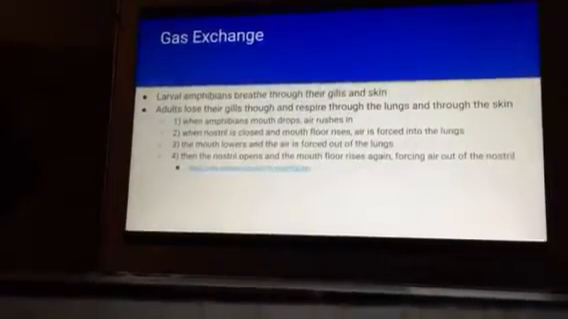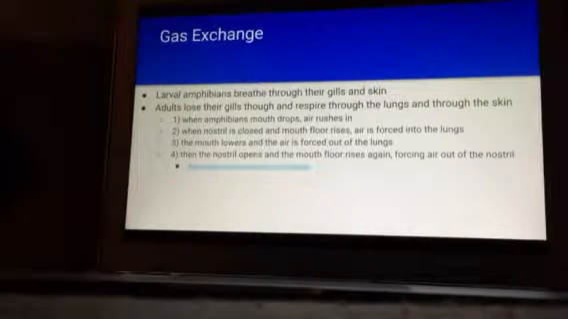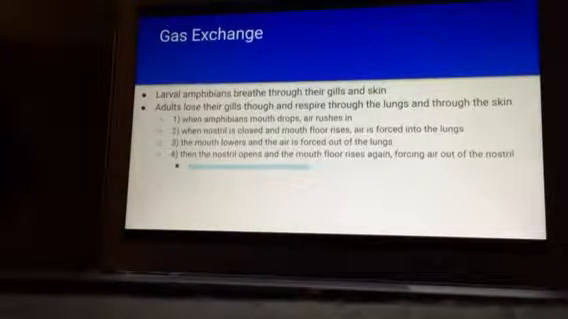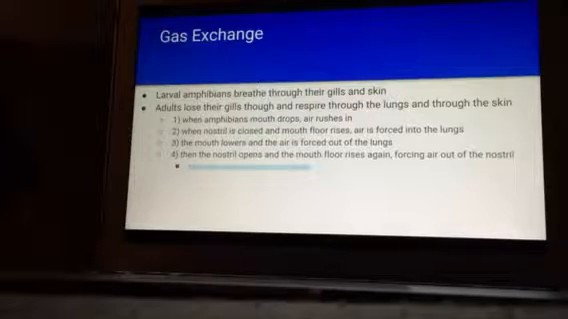Gas exchange. Larval amphibians or young amphibians breathe through their gills and skin. Adults lose their gills though and respire through the lungs and through the skin. These are the steps in the way they breathe.